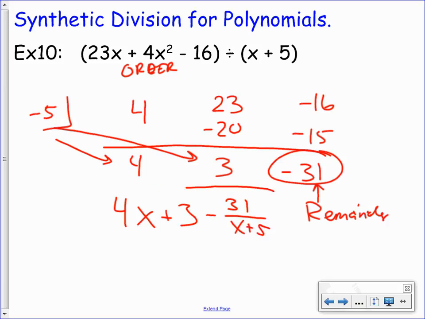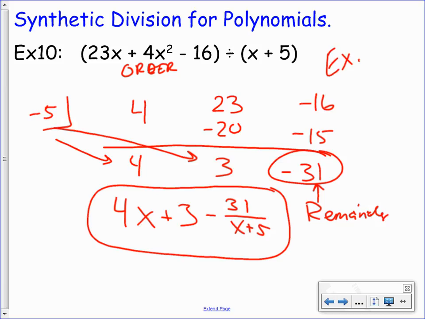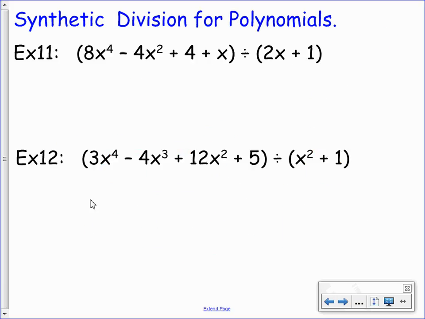What example was this? All right. This is just like example 6. So synthetically, it's a lot faster. I think you have to write less. You have to write less is what it is. Okay. Here we go. Why are those boxes so small, Miss Fleck?